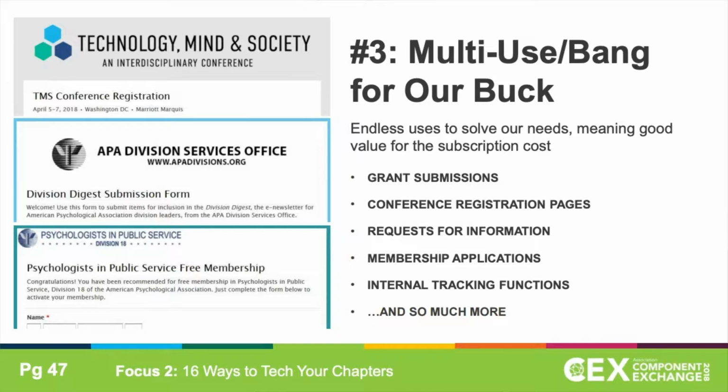And the third reason would be we use it for so much that we get a lot of bang for a buck. So we talked about the pricing just a little bit, but we're coming up with new ways to use it every day. So I've listed a few here: grant submission, conference registration pages, requests for information, membership applications. We also started using this within our component team, and we have 600 staff. We have a large organization, but we actually had other groups coming to us saying, we want to use your Wufoo. So that's how valuable of a tool it is and how needed it was within our organization.